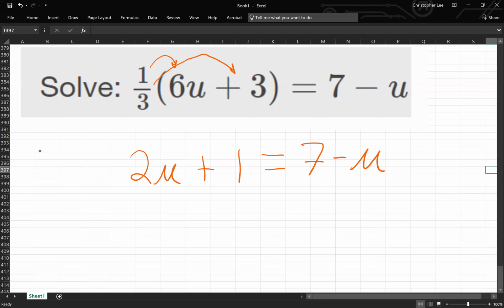So 1/3 times the 6/1, multiply straight across, that becomes 6/3, and then you reduce it, right? So 3 goes into 3 once, 3 goes into 6 two times, so just 2. All right, so how do I solve for u? What should I do?